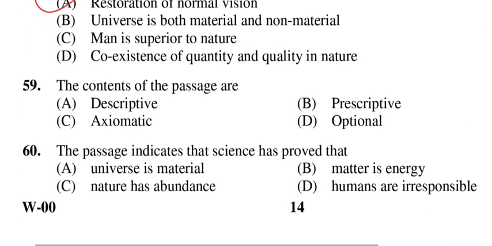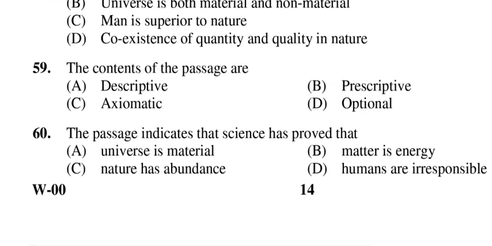59, the contents of the passage are what? Descriptive, prescriptive, axiomatic, optional. 59. So the contents of the passage are number D, that is optional.